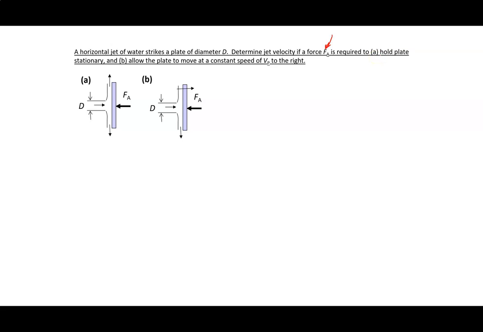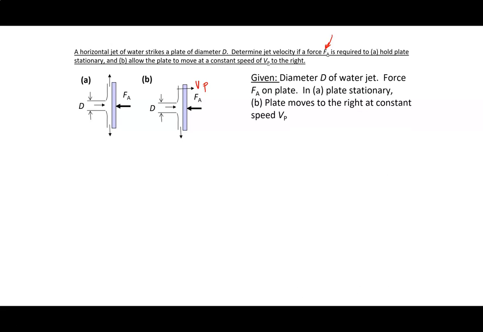In part A, the plate is held stationary, and in part B, the plate is allowed to move to the right at a constant speed v sub p, right? So the plate is allowed to move to the right at this constant speed v sub p. So that's the difference. And so we've restated what's given, and what needs to be computed is simply the jet velocity v sub j given the external force F sub A that's applied to this plate.